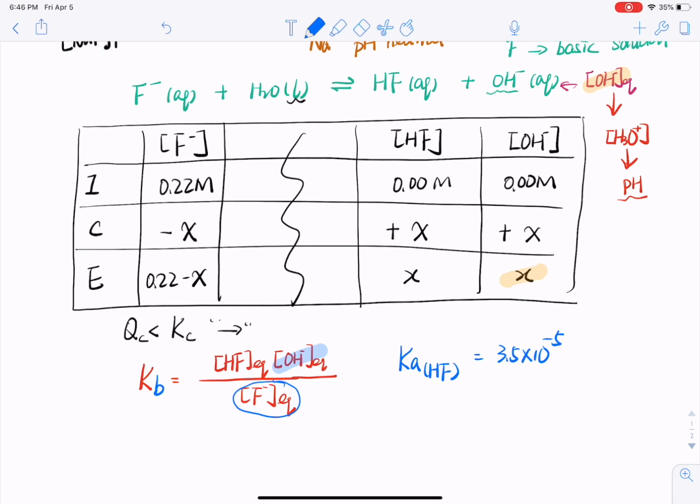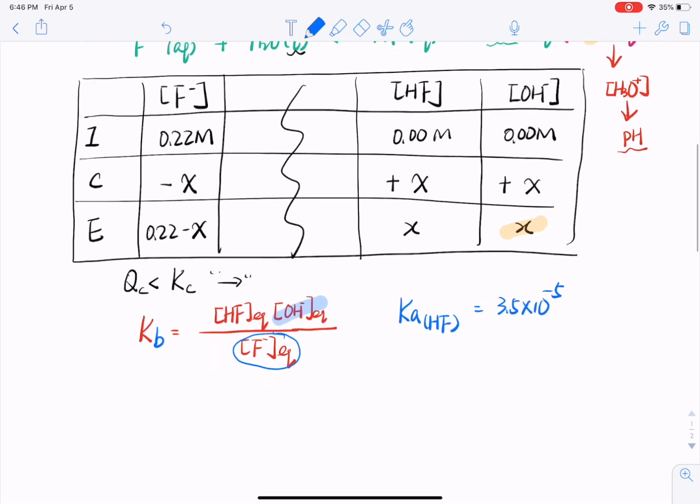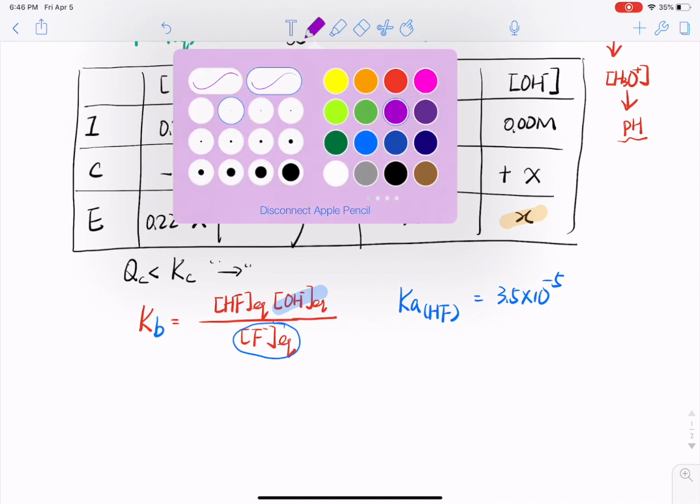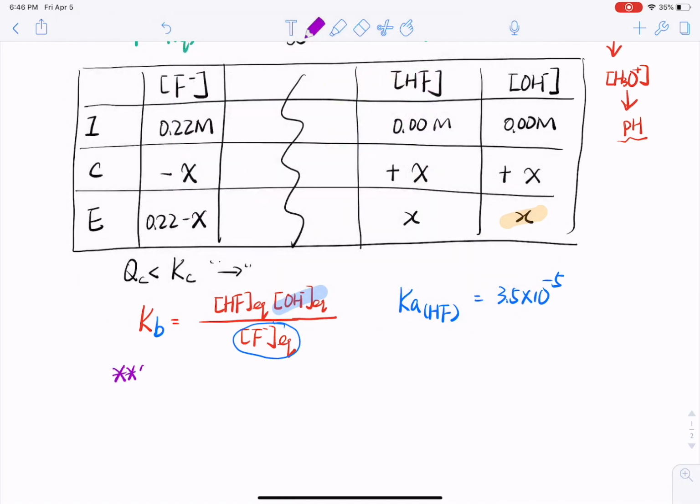What's the relationship? As we talked about during the class, the weak acid Ka times its conjugate base Kb will equal Kw. This is a very, very important relationship. Ka times Kb equals Kw. In our case, this Ka is for a weak acid, multiplied by the Kb of its conjugate base, and then you have the Kw.